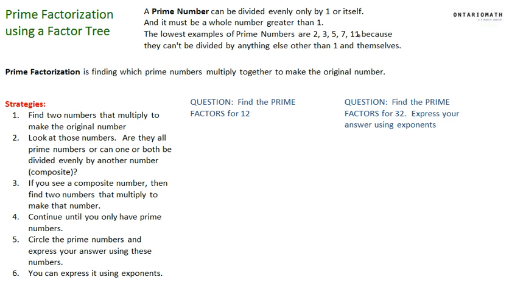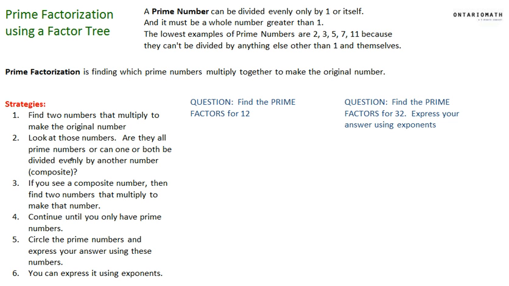So they're all prime numbers, and the other numbers are called composite numbers. For example, 4, right after 3 here, is not a prime number because 4 can be divided by 2. So it can't be a prime number because it can be divided by something other than 1 and itself. Prime factorization is finding which prime numbers multiply together to make the original number. So it's like finding the factors of a number, but you only want the prime numbers among the factors.